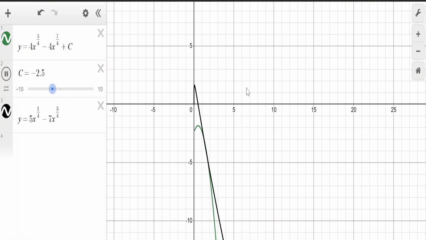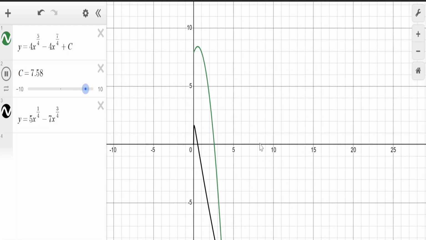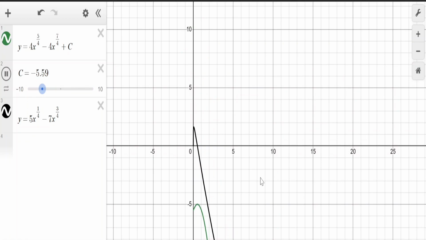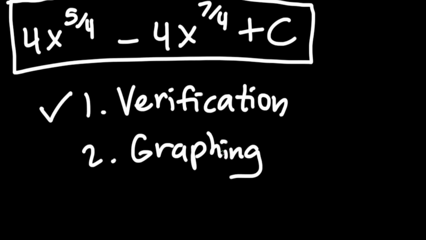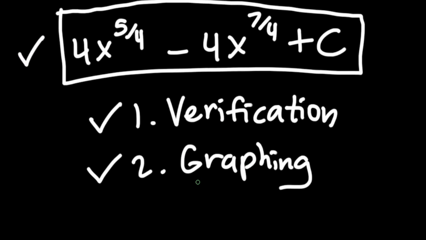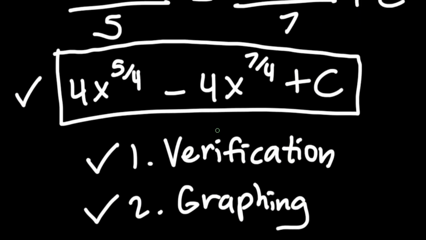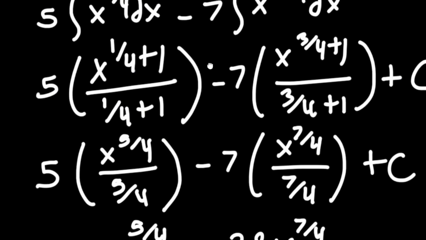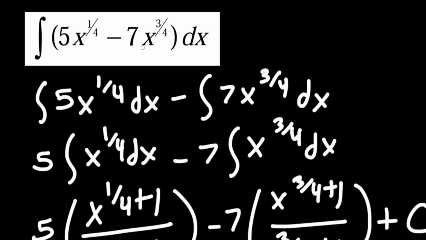Some of you might be worried that you're able to get an answer to a problem, but you don't know how it looks like. And also, without verifying, you wouldn't know if your answer is correct. So now we have done the graphing. We got the correct answer, we're able to verify, and we're able to graph our answer as well as our original problem.